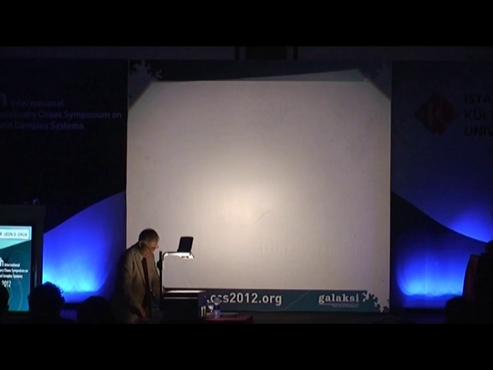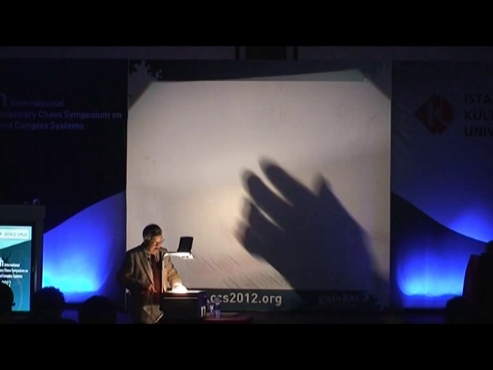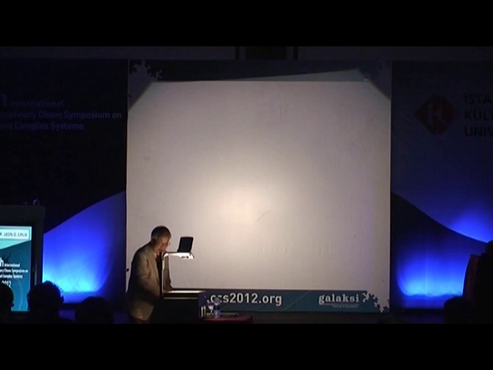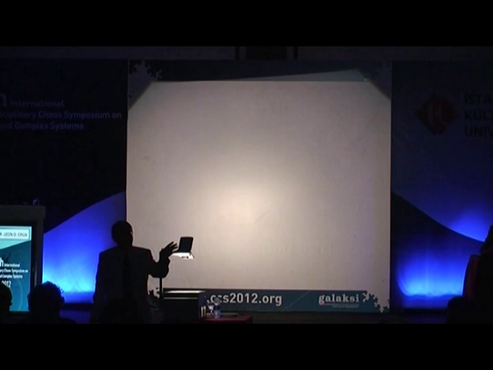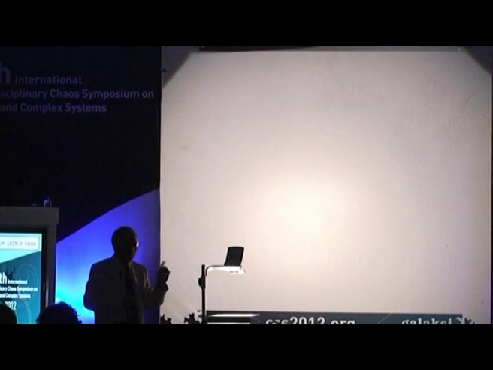So the symmetric solution of a homogeneous system can become unstable, as I already said, under dissipative coupling. And Turing's instability via dissipation phenomena, therefore, originates from local activity. So that's one important part of my talk today. To summarize, you have this very famous mathematician, the father of computer science, Alan Turing, who published only one influential paper, called morphogenesis, that showed it is possible to have complexity.